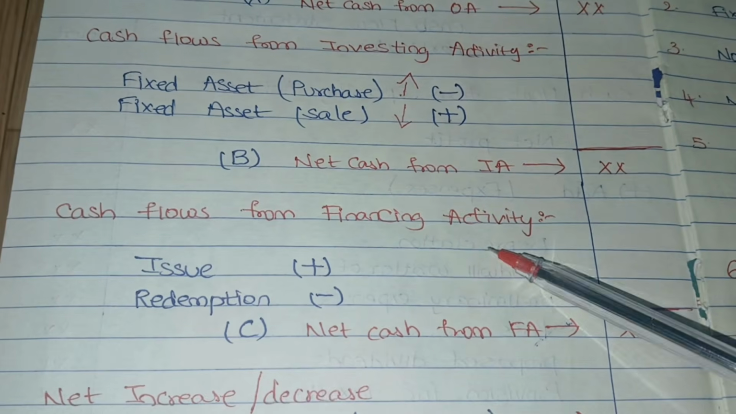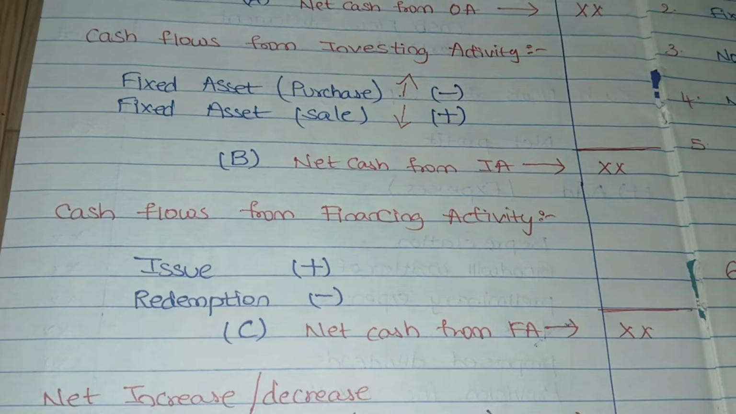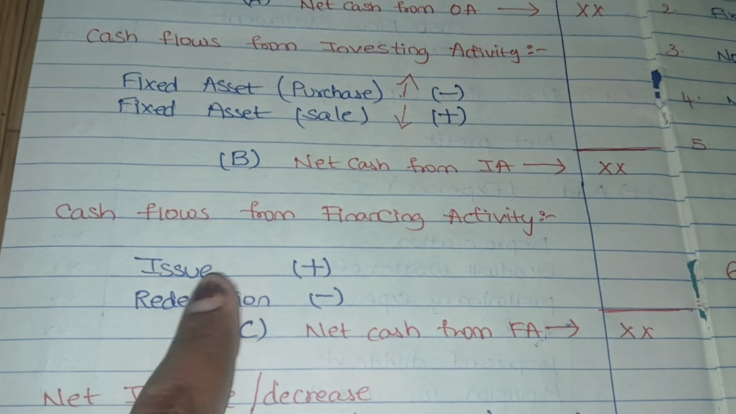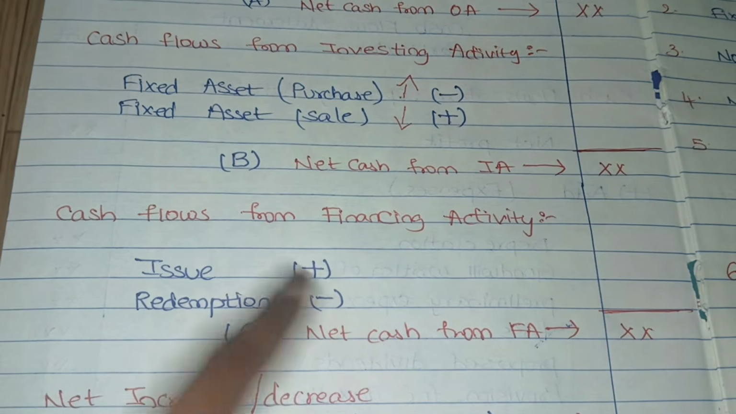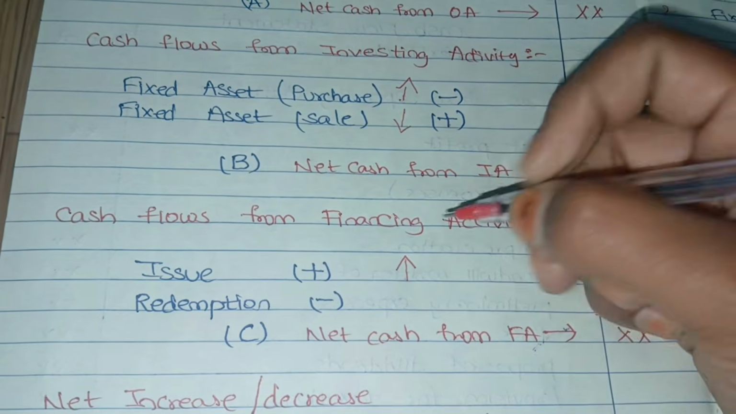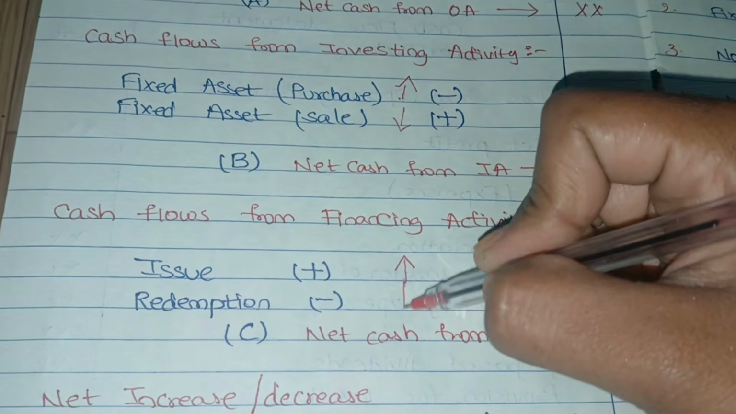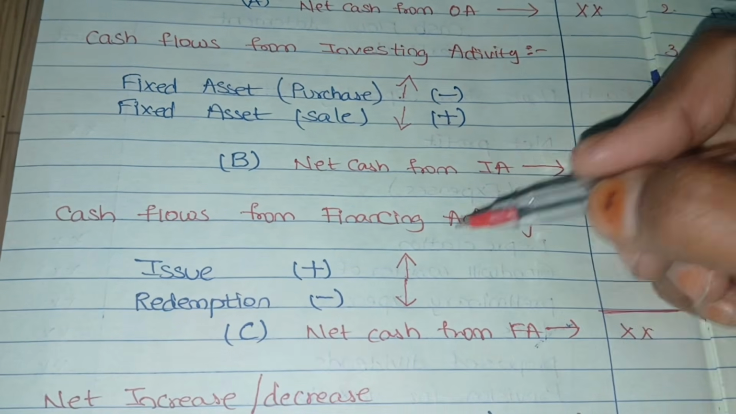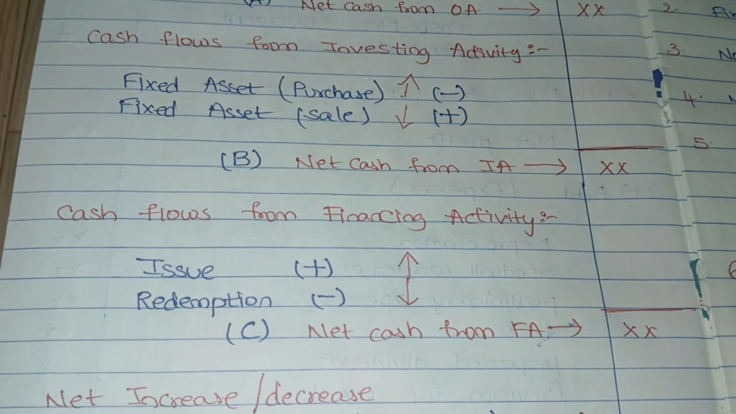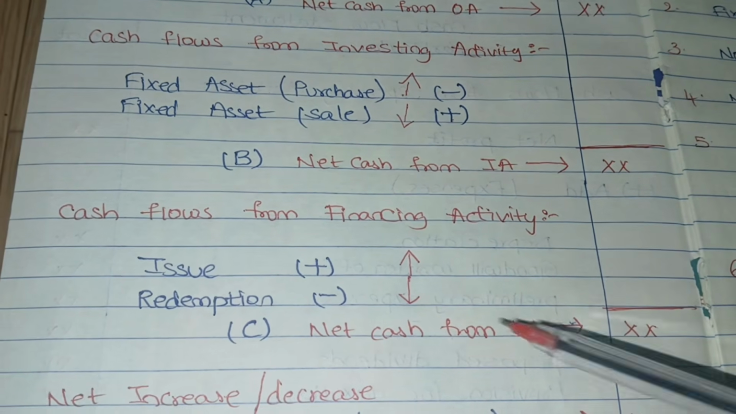Next you have financing activities. For financing activities we need to concentrate only on the non-current items. If issues are happening, we need to add. If the amount is increasing it is called issues. If the amount is decreasing it is called redemption. Redemption we need to subtract, issue we need to add, then we will get the net cash from financing activities.